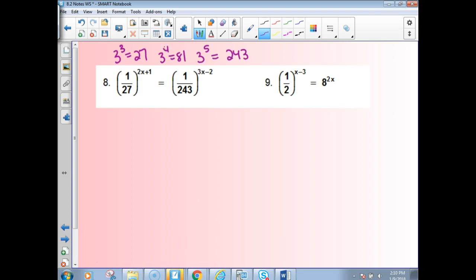That's the stuff I'm thinking about when I'm trying to decide what to do. So then I'm going to go, well, 1/27th is the reciprocal of 3 to the third, so we're going to do 3 to the negative 3. Replace the 3 to the negative 3 for 1/27th. And then 1 over 243, we're going to trade for 3 to the negative 5. Okay, dropping my bases and distributing, I get negative 6x minus 3 equals negative 15x plus 10.